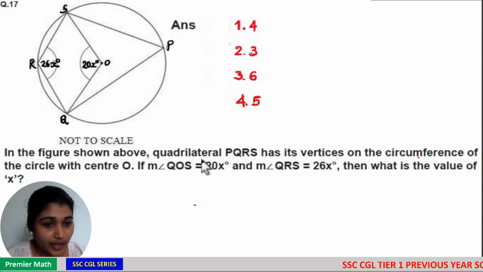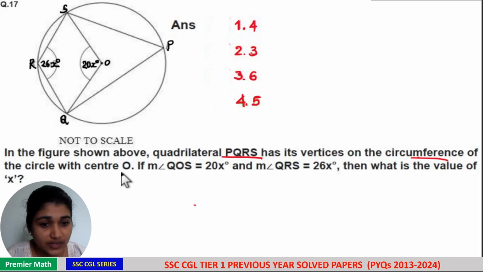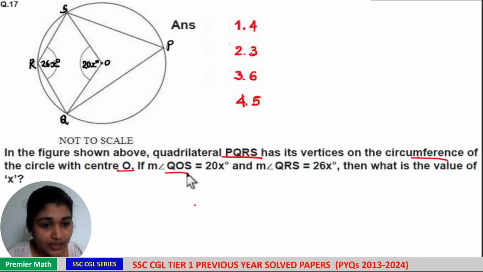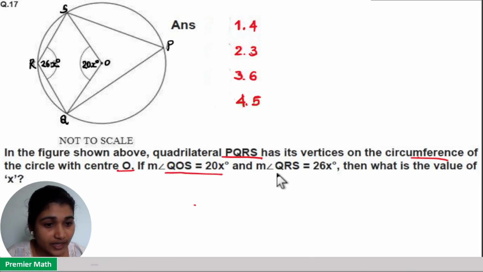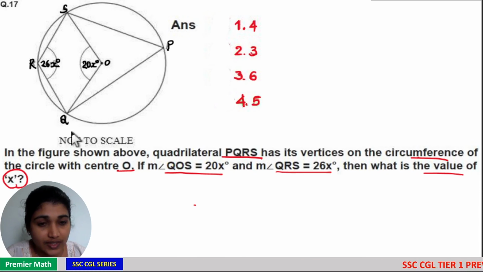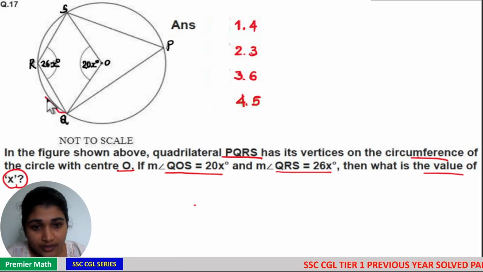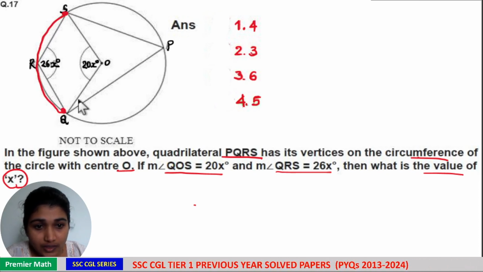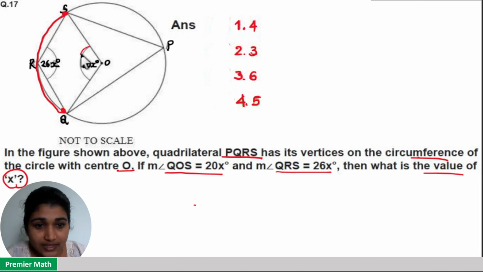In the figure shown above, quadrilateral PQRS has its vertices on the circumference of the circle with center O. If angle QOS is 20x degrees and angle QRS is 26x degrees, what is the value of x? Here, this arc QRS creates 20x degrees at the center of the circle.